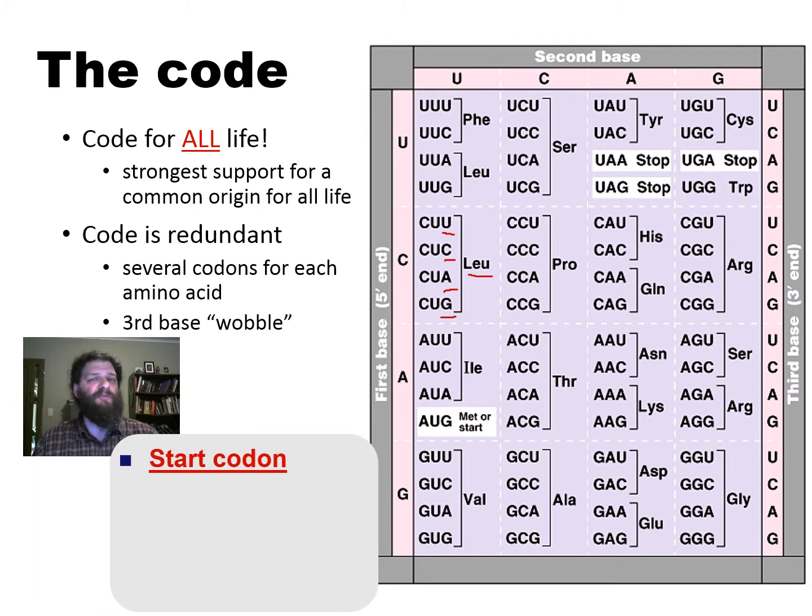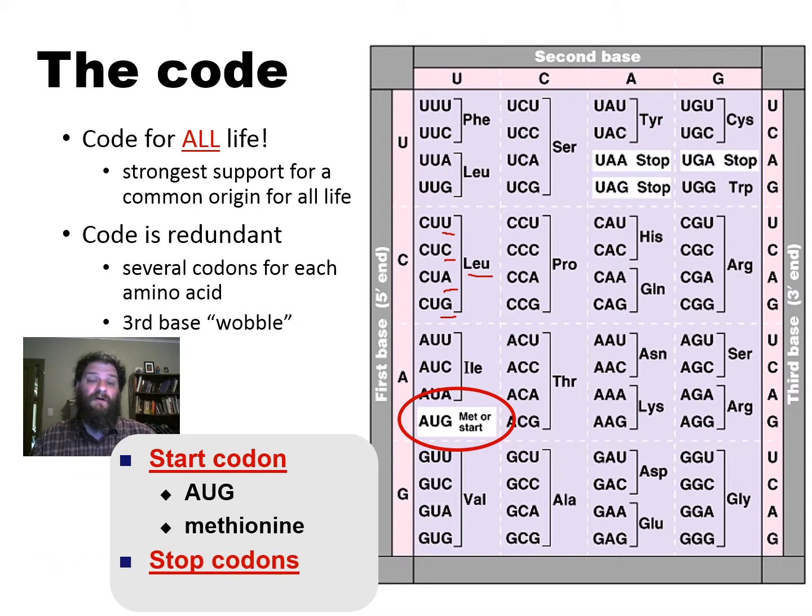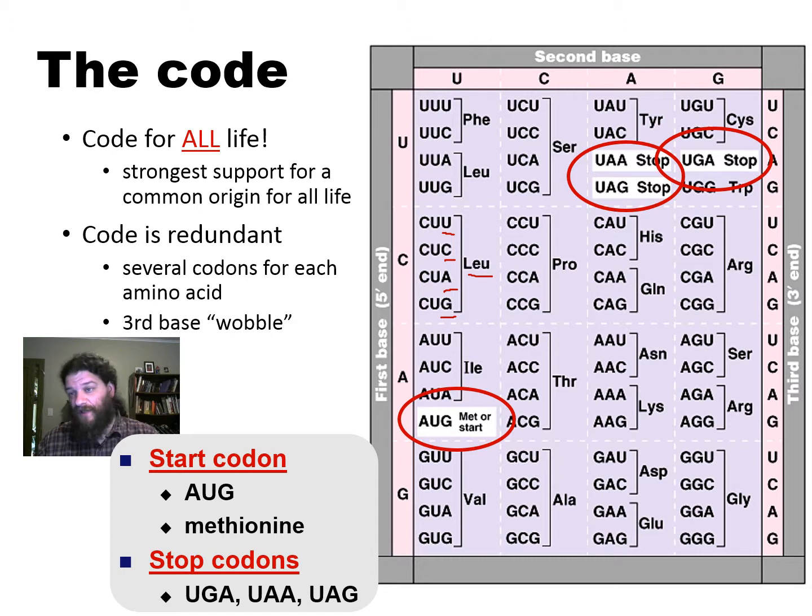A couple other notable codons. The start codon does actually code for an amino acid. It's AUG and does code for methionine. There are three other stop codons that say when the end of the coding region has been reached. And those are UAA, UAG, and UGA. Obviously, you don't have to memorize these. Any questions that you're going to be given, you'll have this universal translator table to reference.